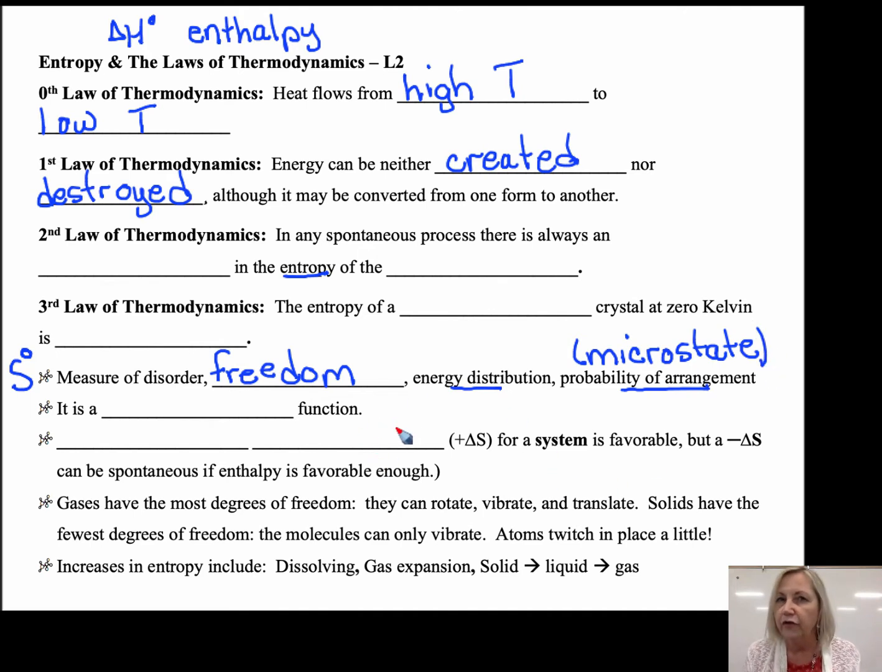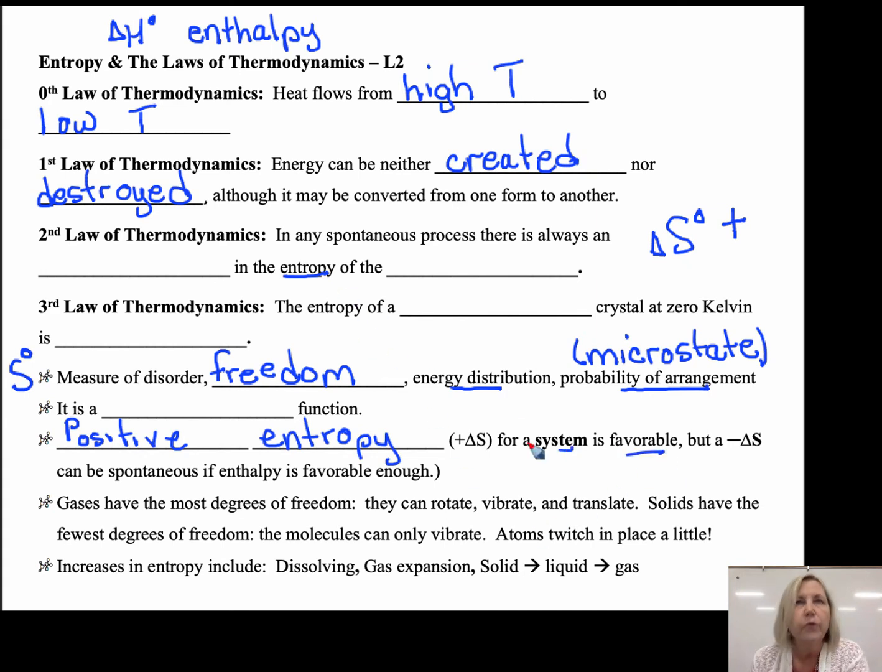I like the idea of freedom because it's a very positive thing for young people to have more freedom in their life. So changes in entropy that are positive are considered favorable. So positive entropy changes for a system is a favorable process. Okay, in other words, it wouldn't be the entropy that would be a barrier for the process to proceed to make lots of products. I usually say make buckets of products under those conditions.